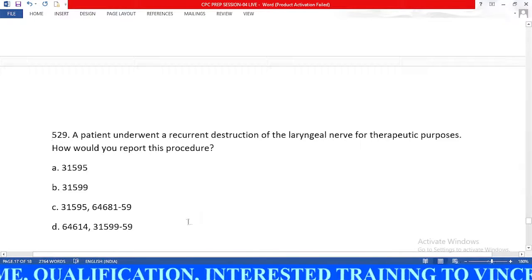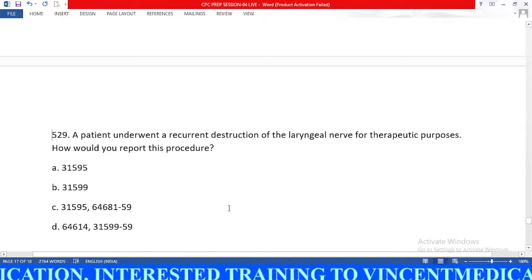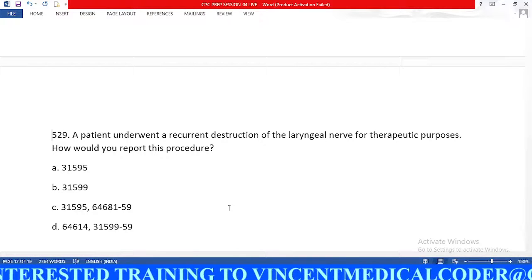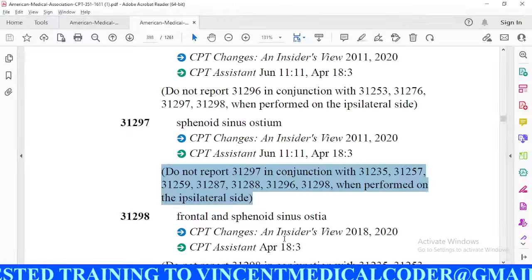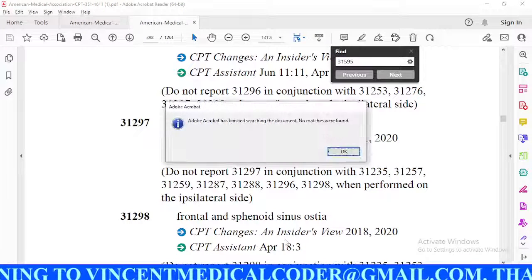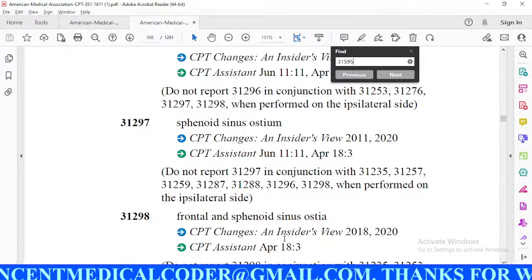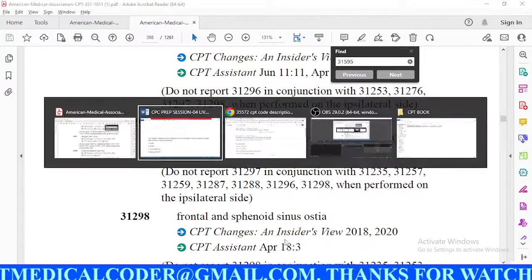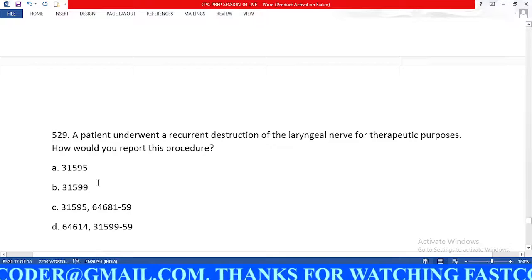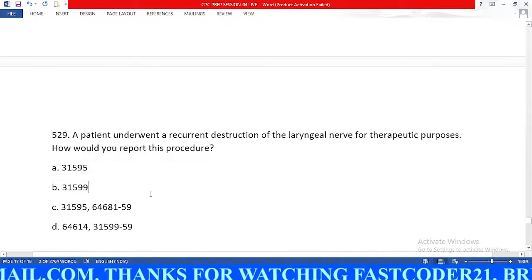So we will discuss the answer now. A patient underwent a recurrent destruction of the laryngeal nerve for therapeutic purposes. How would you report these procedures? So we will check 31595. We don't have 31595 in the code book, so we can directly eliminate options A and C, as there is no such code in the CPT book.